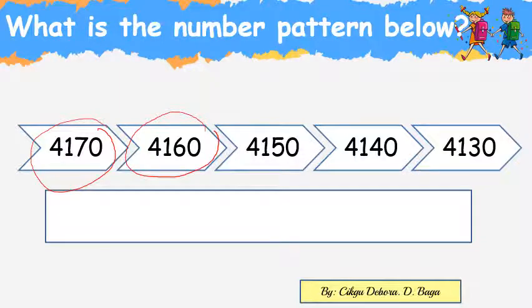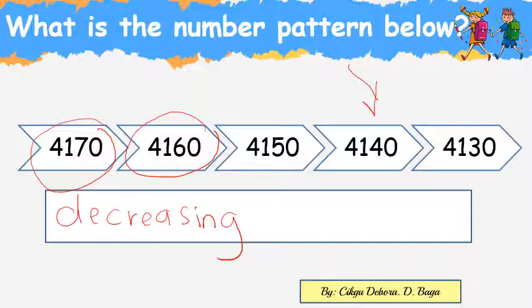4160. So as we can see here, the number is decreasing from big to small. That means the number pattern is decreasing. So we already know the number is decreasing. So we need to know how many it decreased.